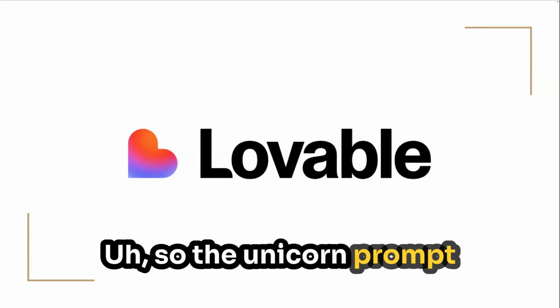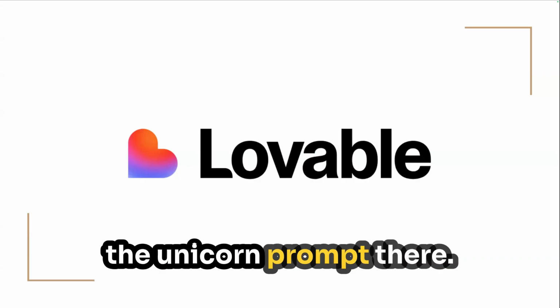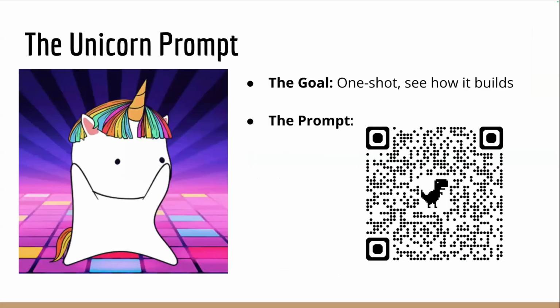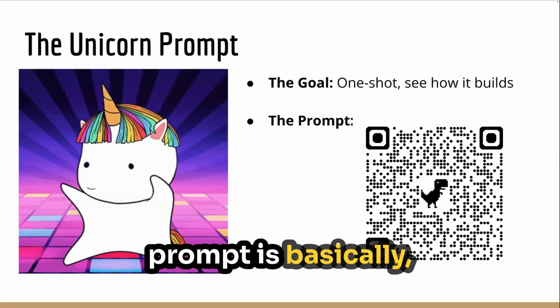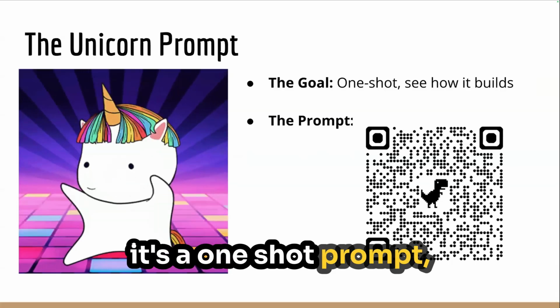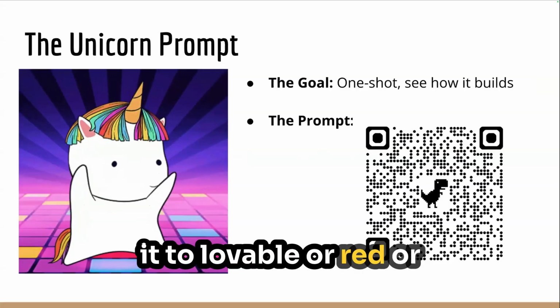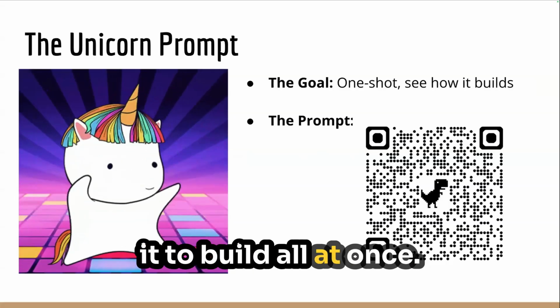So the unicorn prompt. The unicorn prompt, there we go. There's my unicorn. The unicorn prompt is basically a one-shot prompt where you give it to Lovable or Replit or whatever, and you tell it to build all at once.